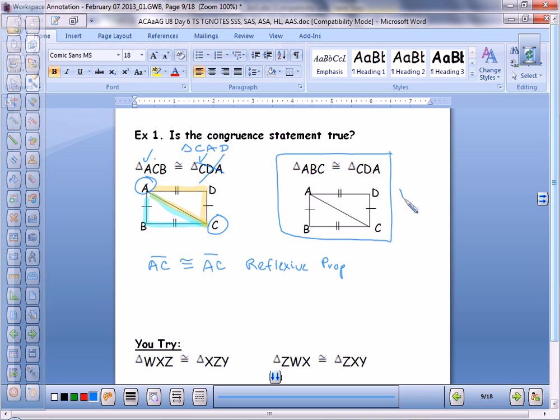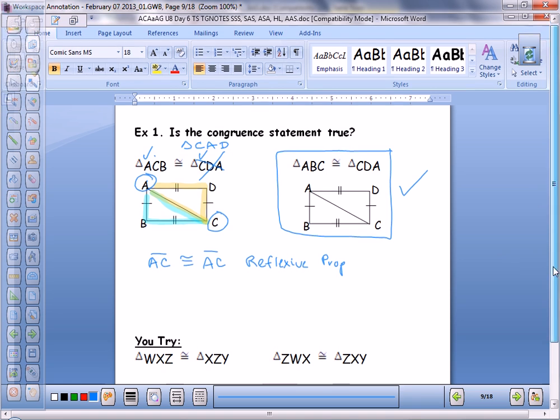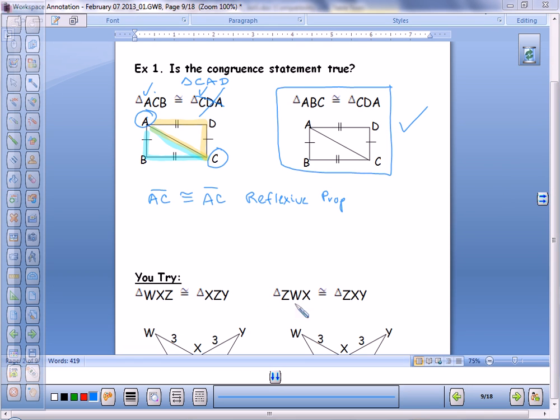Look at the problems below and see if either of these are correct. And if they're not, I want you to correct the second triangle in each one of them. Correct the second triangle.